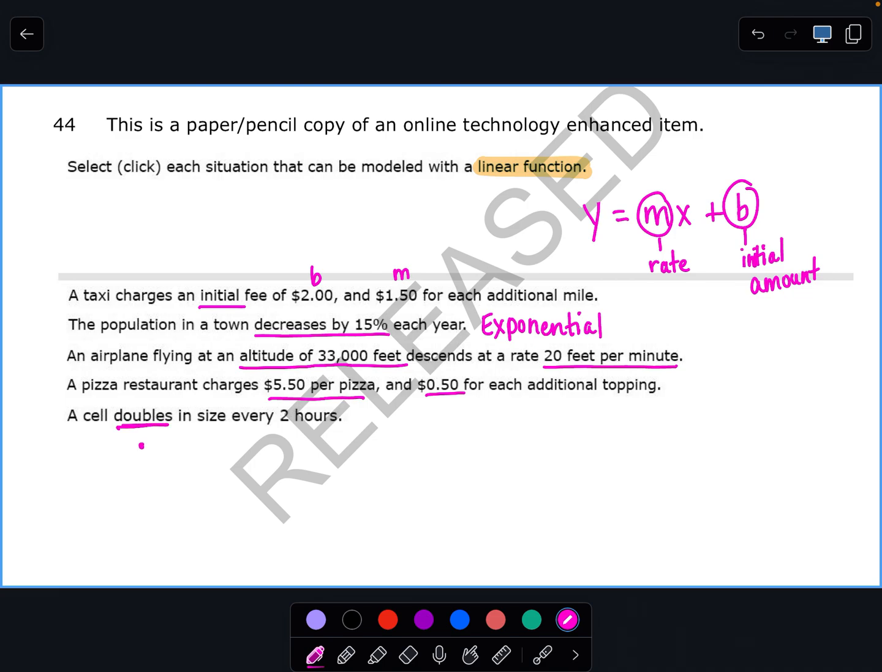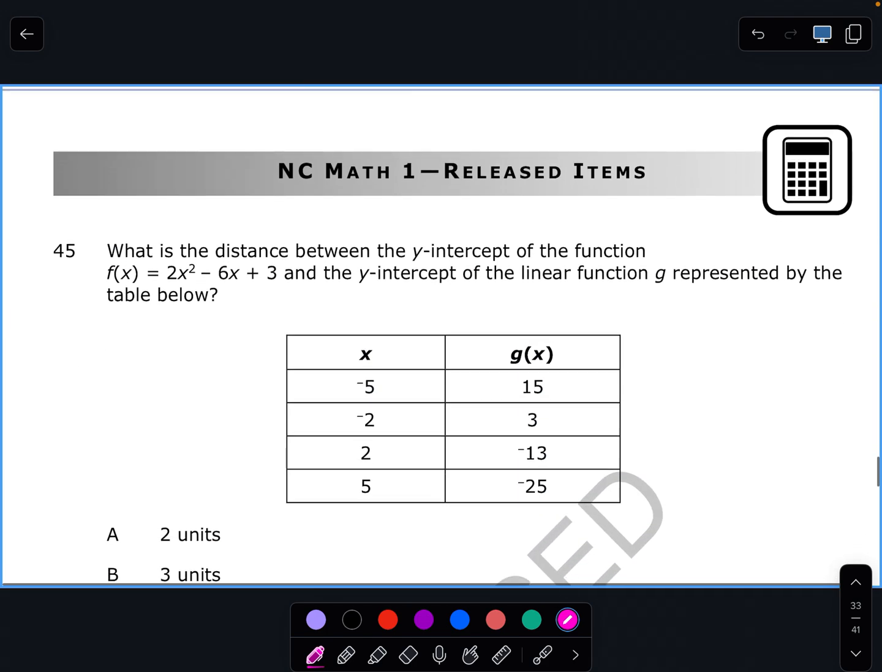And a cell doubles in size every 2 hours. Remember, if something doubles, you're multiplying by 2, so that is also exponential. So we have 3 different situations that are linear: the taxi, the airplane, and the cost for a pizza.